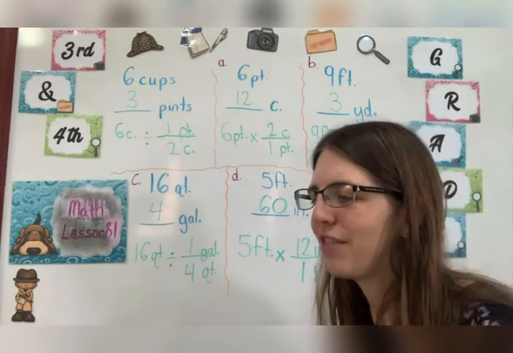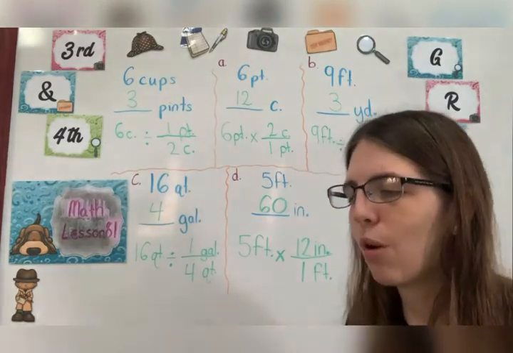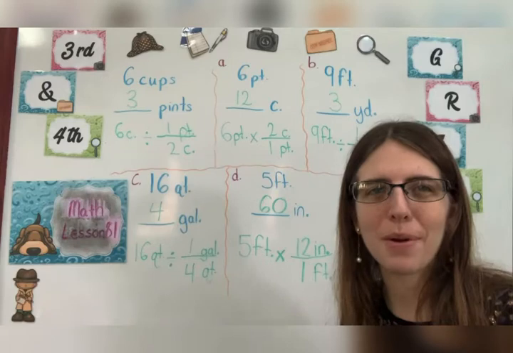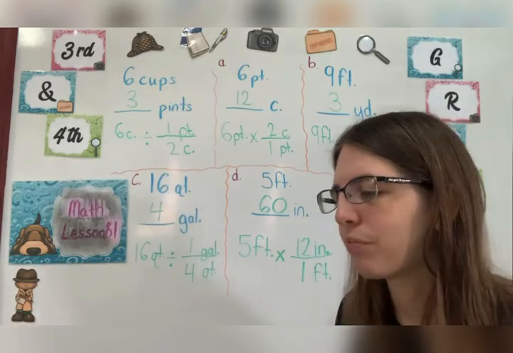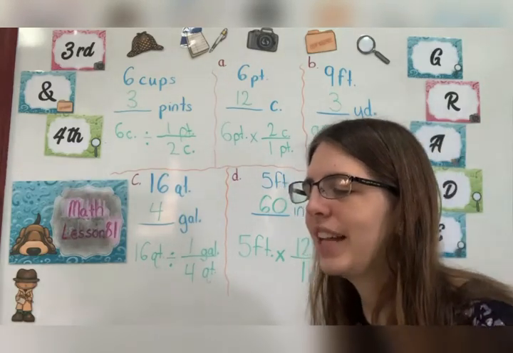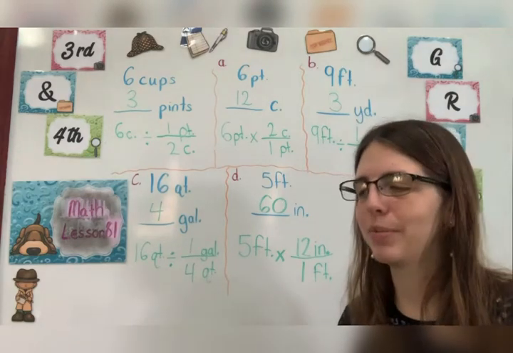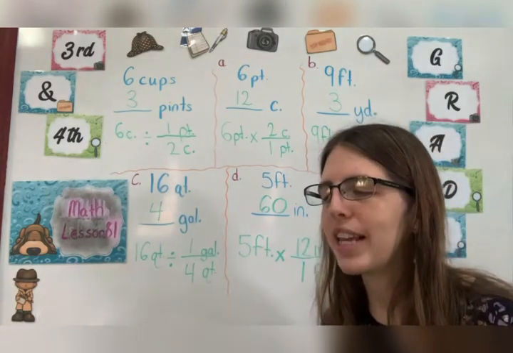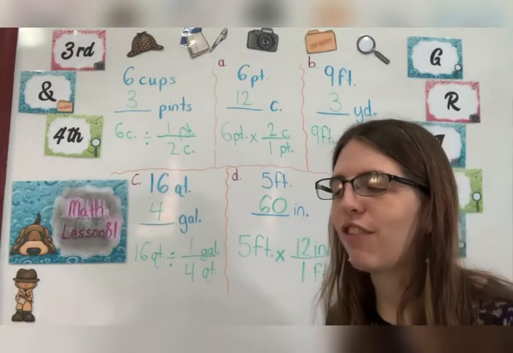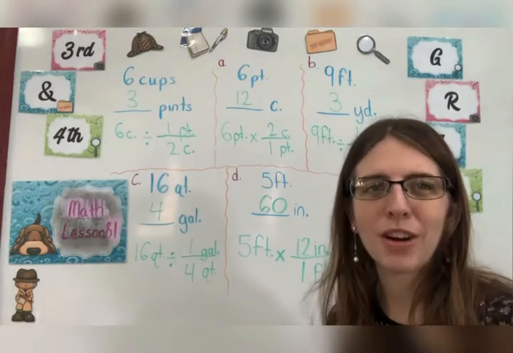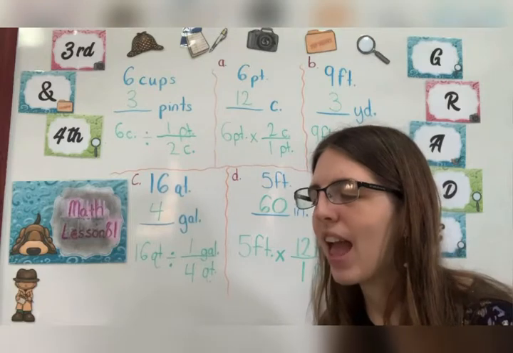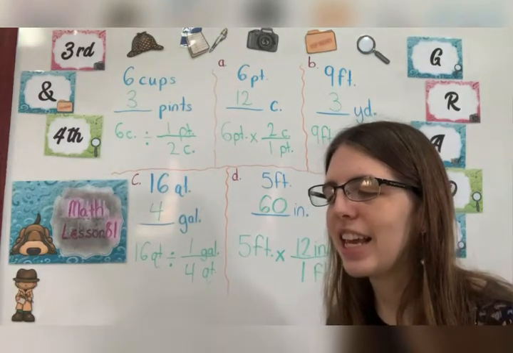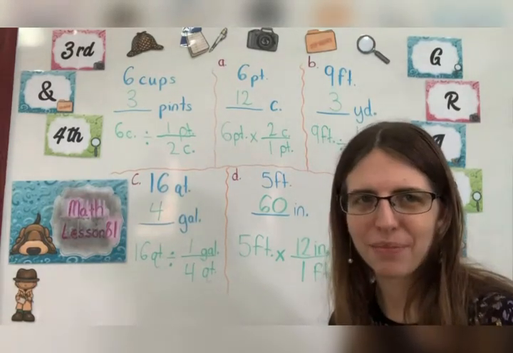All right, for number 2, it says write the quotients. So for number 2 on your paper, you're going to be dividing. For number 3, it says solve the story problem. So let's talk about those for a minute. Haley had 48 stickers. She divided them equally between her 2 friends. How many stickers did each friend receive?